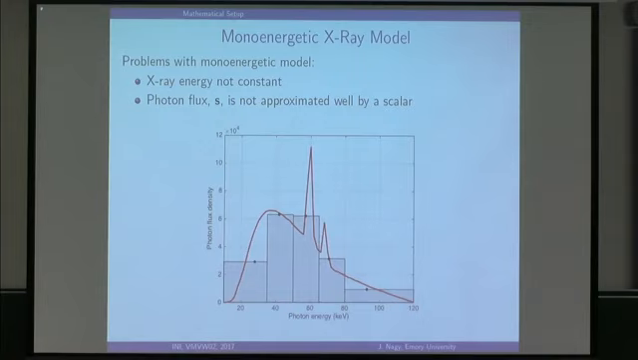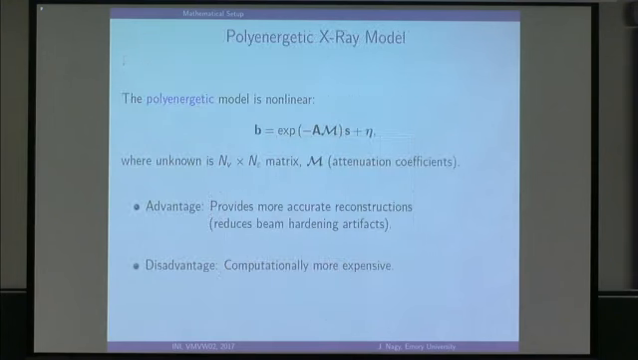The problem with this assumption is that the X-ray energy is not constant. And in fact, the X-ray distribution function, that S function, looks something like this. So this S is not approximated well by a scalar, right? I could think about taking the average energy. If I could confine my energy bin to some really small interval, then I might be in good shape, but that may not always be easy. All right, so this monoenergetic assumption is quite nice numerically, but physically doesn't really represent what's going on.